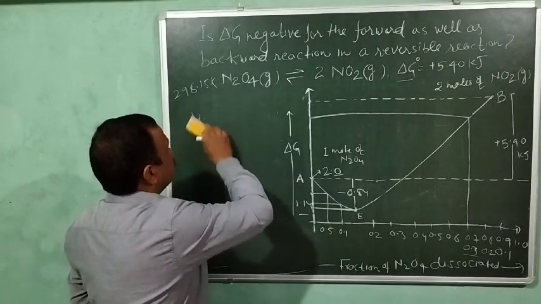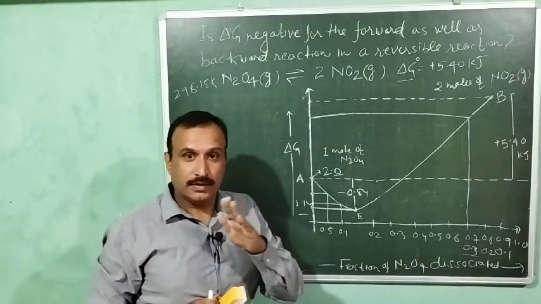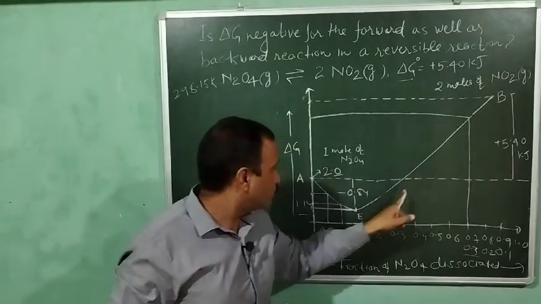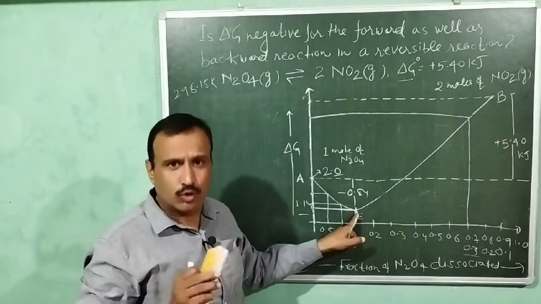ठीक है, नाउ वी विल डिस्कस द स्पॉन्टेनिटी ऑफ द रिएक्शन फ्रॉम दिस पॉइंट B up to the equilibrium mixture or the equilibrium point.